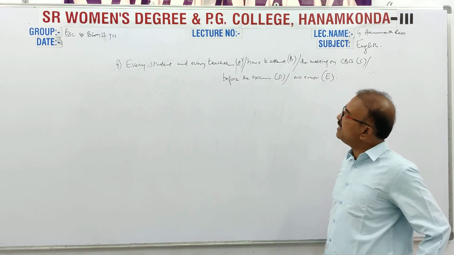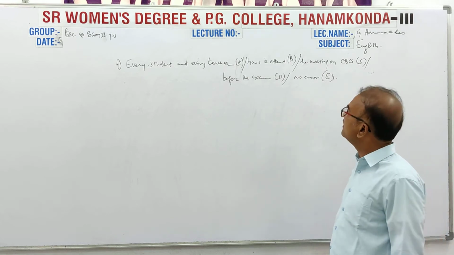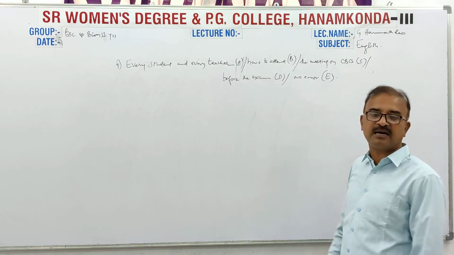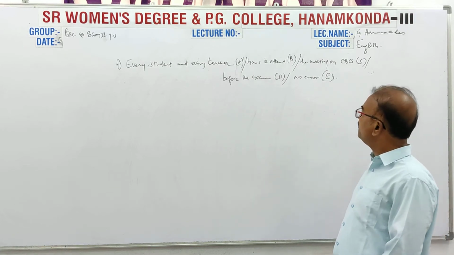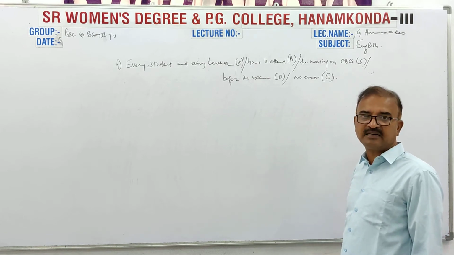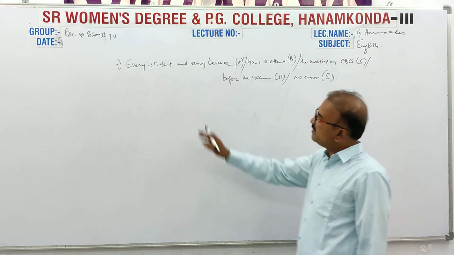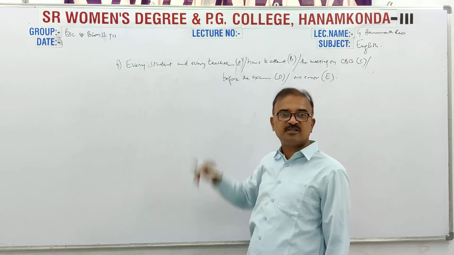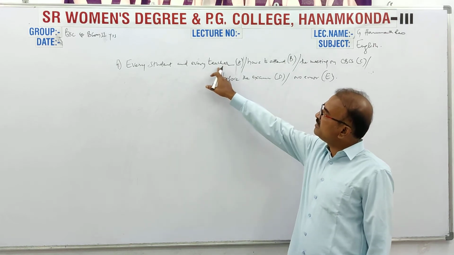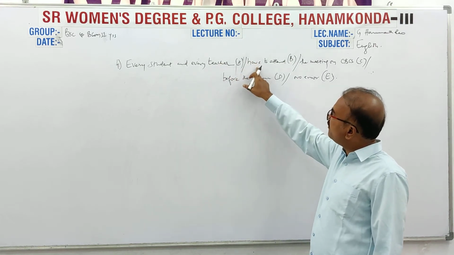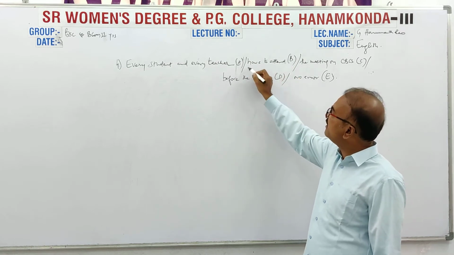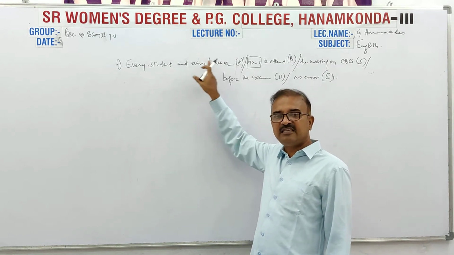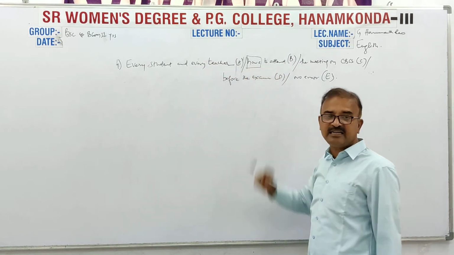So check this one. Every student and every teacher, that is part A. Have to attend is part B. The meeting on CBCS is part C. Before the exam is part D, and no error is part E. Every student is singular, and every teacher is also singular. Here every teacher is followed by have to attend, part B, and here the mistake lies. Have to attend is the mistake.